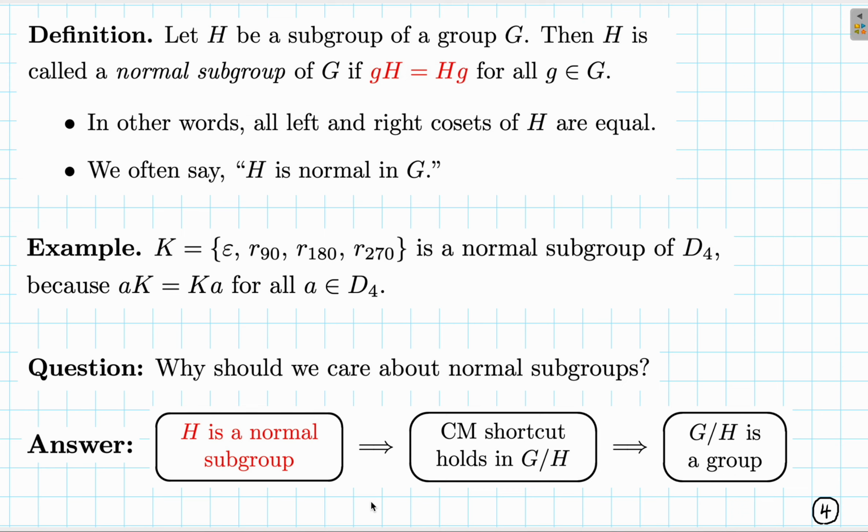And so we finally have our complete picture. If H is a normal subgroup, then the coset multiplication shortcut holds in G mod H. And then if that's true, we have a quotient group. G mod H is a quotient group. So in the next slide, we'll justify why this is the condition needed for the coset multiplication shortcut to hold.